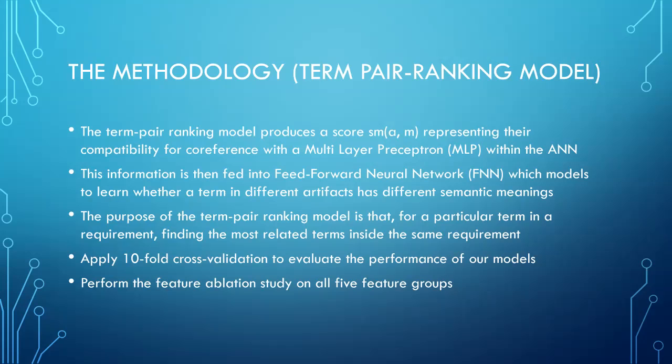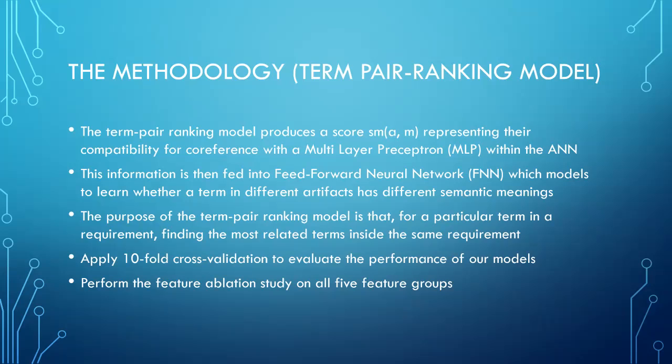This produces a score for a mention and its candidate antecedent, representing their compatibility for coherence. The model is then trained using a backpropagation algorithm. In conclusion, the purpose of the term pair ranking model is, for a particular term in a requirement, finding the most related terms inside the same requirement.